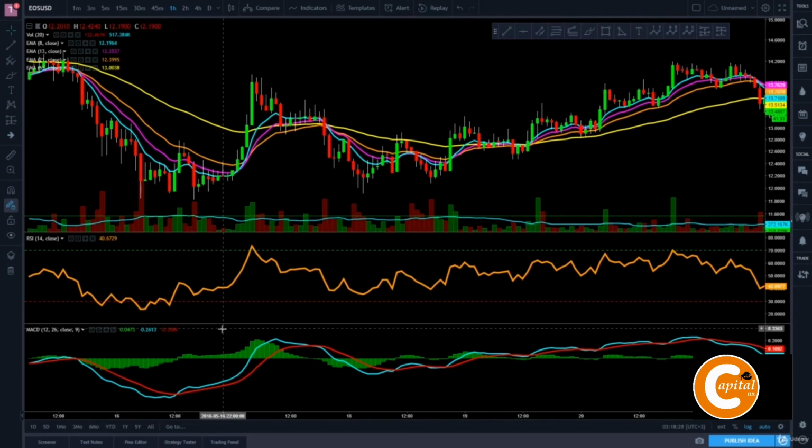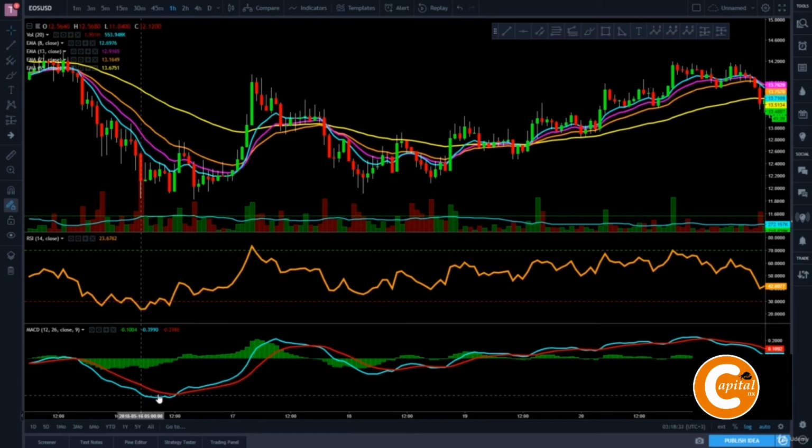So let's take a look at the MACD indicator, and what we see right here is that the signal and MACD moving averages are well below this 0 axis right here, and on the histogram we can see that it starts to bullishly diverge as well. But let's search for another reason to enter a trade.